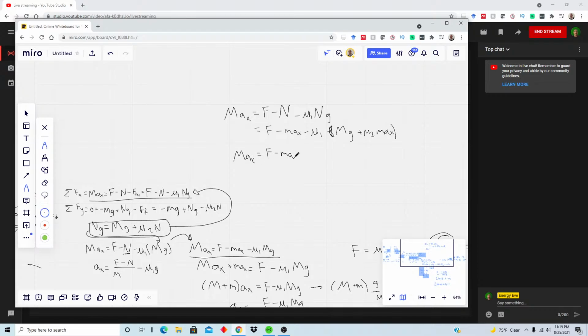Minus a_x. So we distribute this. Mu1 mg, minus here mu1 mu2 m a_x here, and then we can move all these terms over and leave the F on one side.